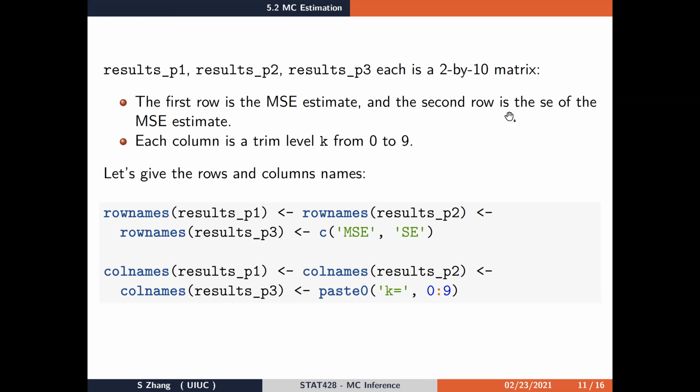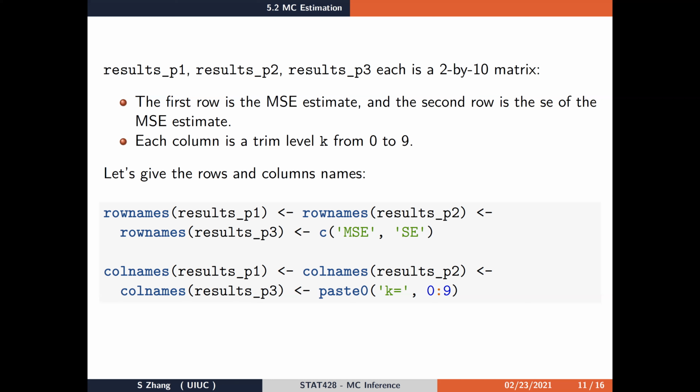What about the columns? Because we applied the function to each of the possible k values, the 10 columns of this matrix will each correspond to a trim level k, which ranges from 0 to 9. So the first column will be k equals 0, meaning that it's going to be the results on the MSE estimate and the corresponding standard error when k is equal to 0, so no trimming. And second is k equals 1, etc., all the way until the 10th column, which corresponds to k equals 9. So that's the structure of the results matrices.